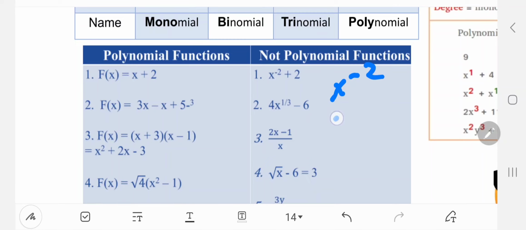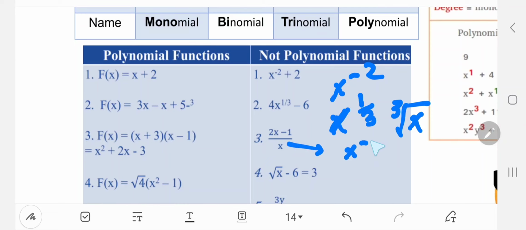Here it is x power 1 over 3, which is the same like cubic root x. So of course these are not polynomials. Whenever the power is decimal, whenever the power is negative, it's not a polynomial. Here the power is 1 and here the power is 1, but take care, the x is in the denominator. So this is x power negative 1. So it is also not polynomial.